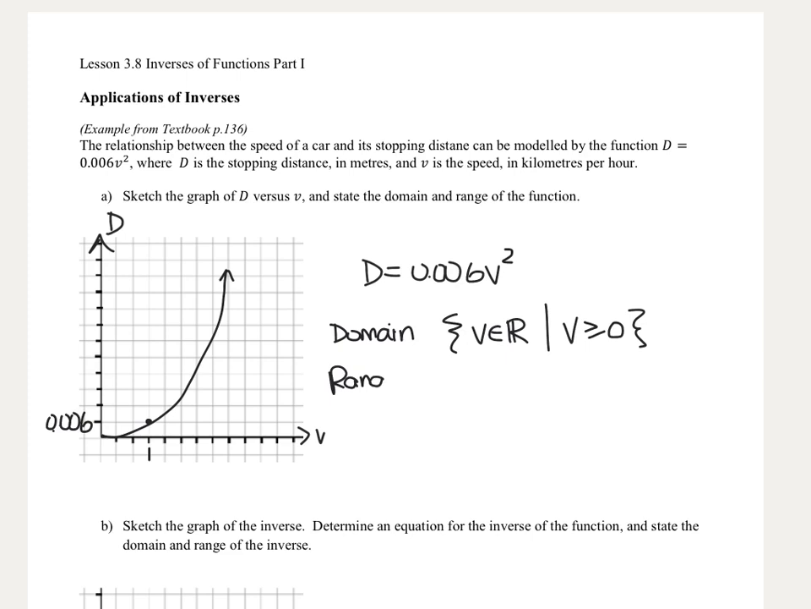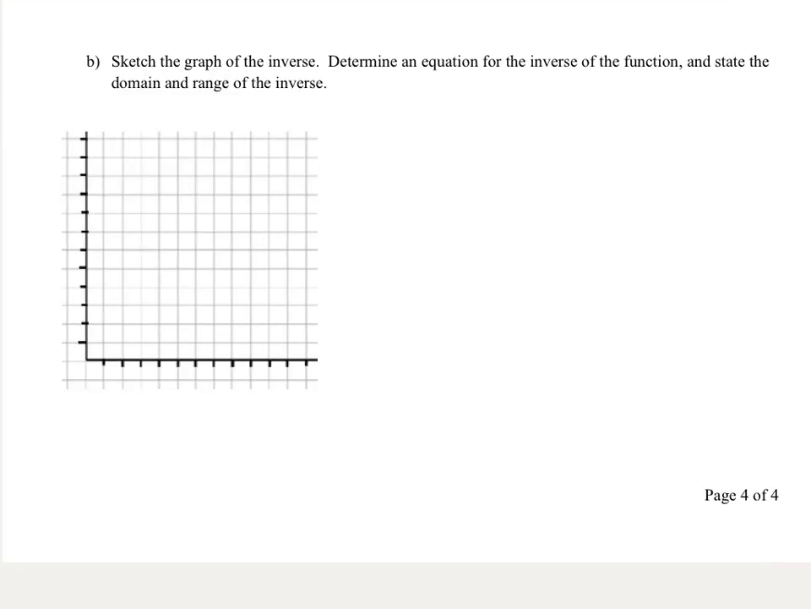And then for the range, okay, this is a parabola. Again, if your speed is 0, then your stopping distance is also going to be 0. So that means that we're going to write d is any real number such that it is greater than or equal to 0 for the range. Okay. Now we're going to sketch the graph of the inverse. We're going to determine the algebraic model for the inverse. And then we're going to state the domain and range of the inverse.